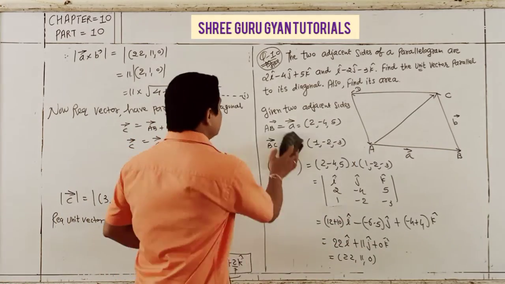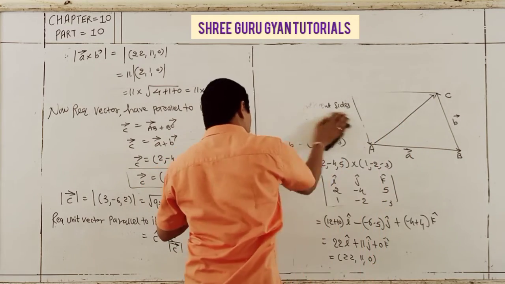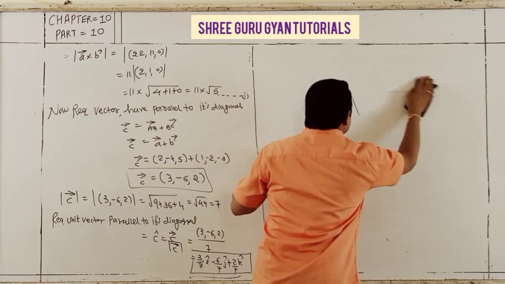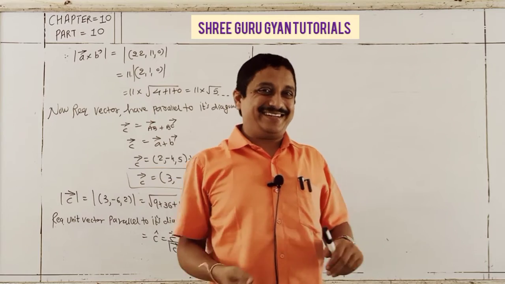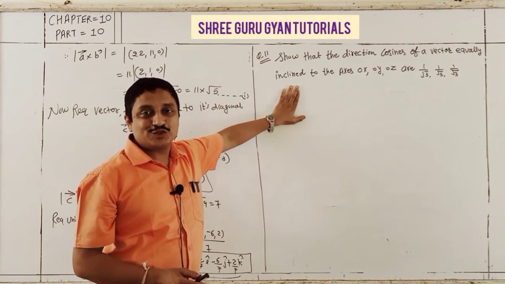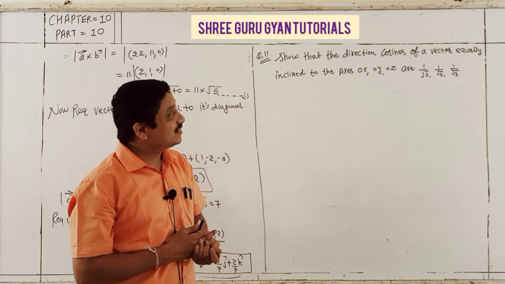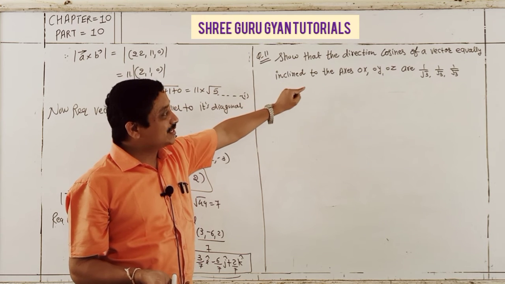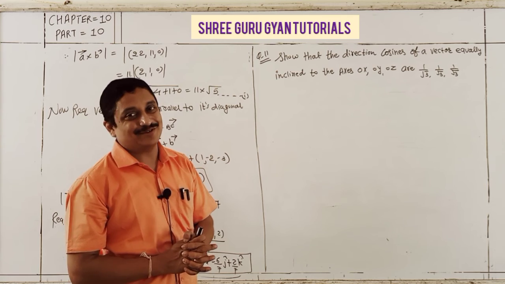Now continue, students, question number 11. Eleventh is a very easy and short numerical, students, and easily I explain here. Now students, question number 11, this is also an important question. Show that the direction cosines of a vector equally inclined to the axes OX, OY and OZ are 1 by root 3, 1 by root 3, 1 by root 3.